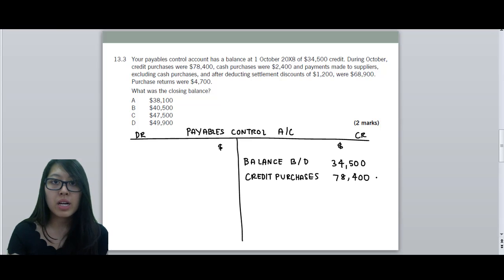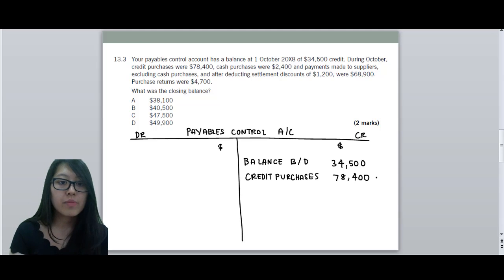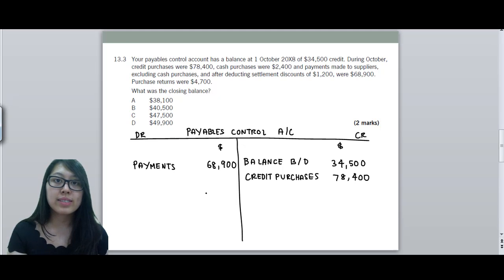And payments made to suppliers, excluding the cash purchases and after deducting settlement discounts of 1,200, were 68,900. So these are payments. Payments is when there is cash out, so we're going to have to include the payments on the debit side like this. And we also need to include our discounts like this.